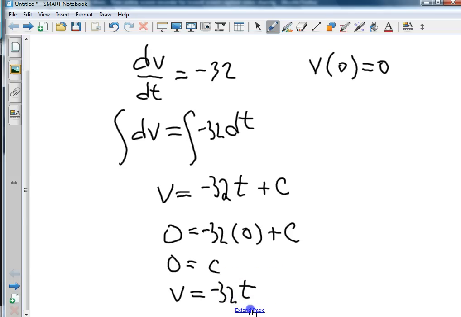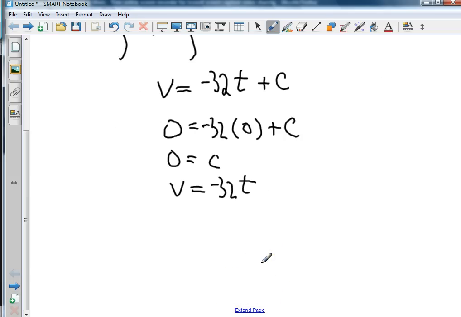So there's your velocity curve, okay? Now what's your position curve? They want to know how far you've fallen over time and when the heck you hit the ground. How are you going to get a displacement curve? How are you going to get an S of t? Some people use S for displacement. In this case, it's vertical motion, maybe y of t.